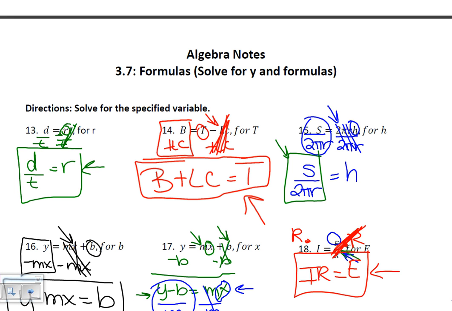Okay, going one step at a time. We'll stop there. At this point, you're going to stop and do section 3.7, checkpoint 2.